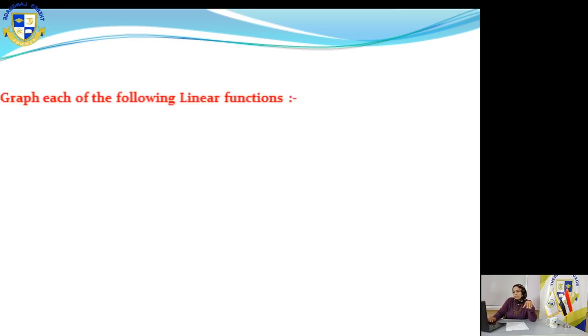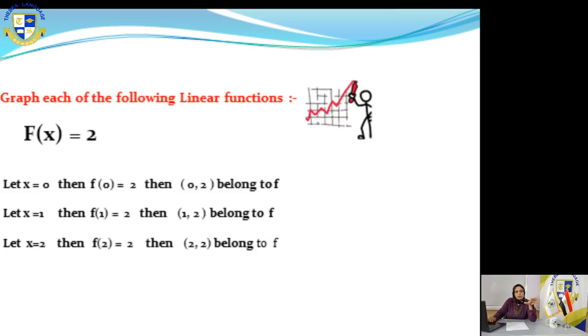We have an example here, f of x equals 2. This function is called a constant function, because it doesn't change ever. Any number in x is represented by 2: 0 and 2, 4 and 2, 6 and 2. Any number on x, its image will be 2. So it's called a constant function.